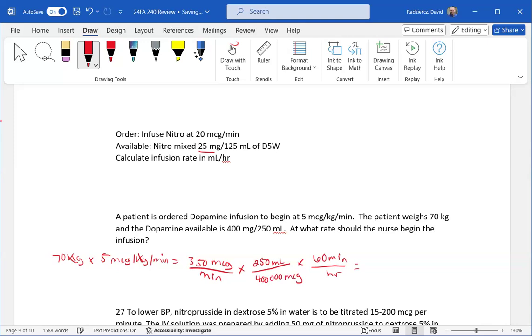And then you just plug that into your calculator. So 350 times 60 times 250 divided by 400,000. And you get 13.125. So you would just round that to 13.1 milliliters per hour.